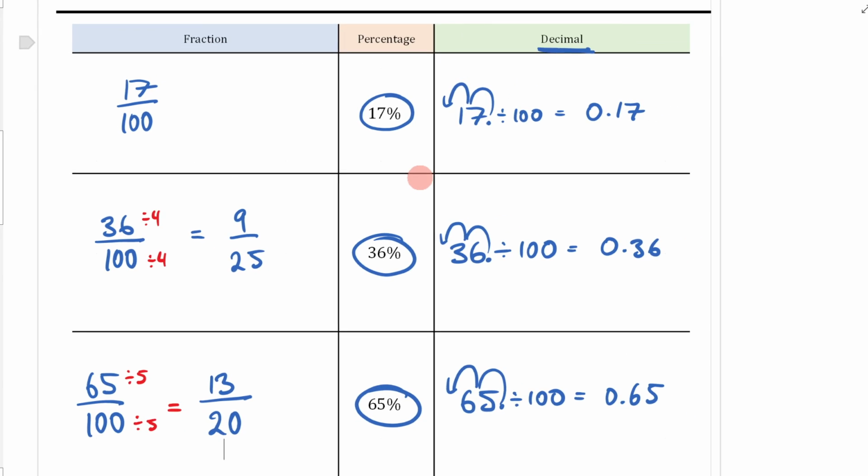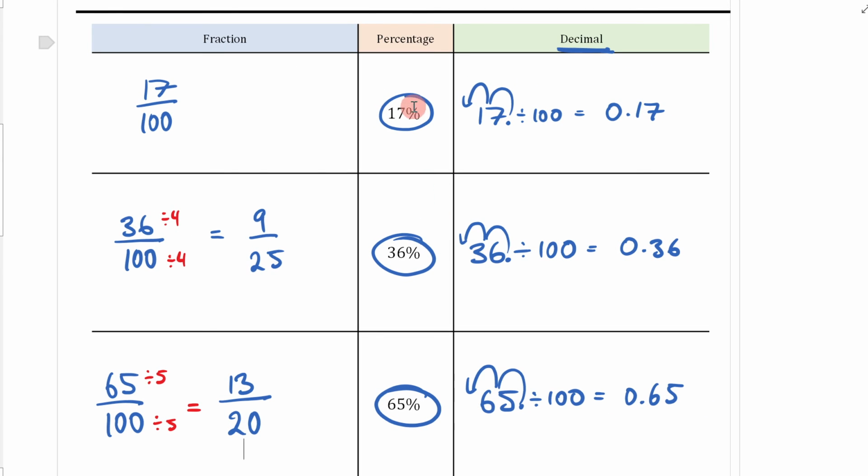So the very important thing that you need to recognize here is that this percentage is the same as this fraction, is the same as this decimal. We're just writing them as different ways. And that's how you do it.